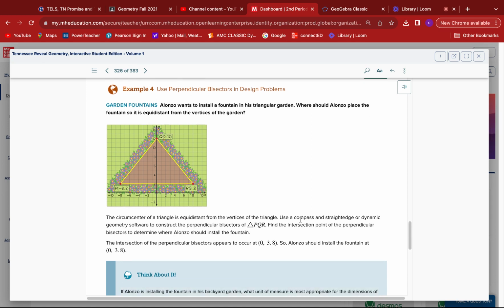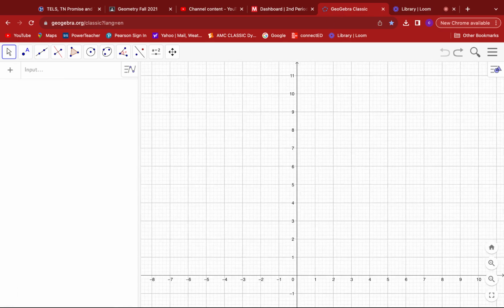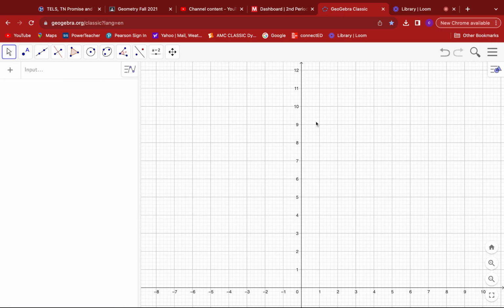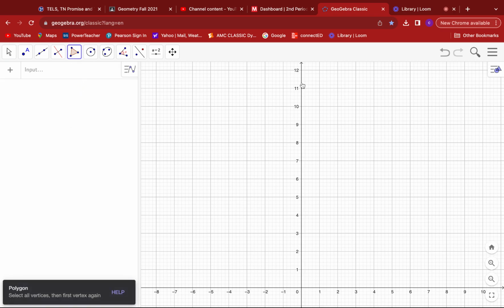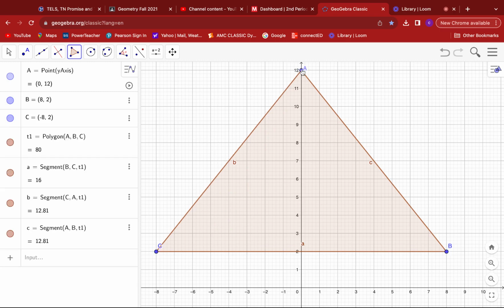So here's the answer they actually give us, and I'll tell you what I'm going to do. I am going to pull up my GeoGebra and plot these 3 ordered pairs, and show you guys how to find the circumcenter with the 3 perpendicular bisectors, just to prove that this is the correct answer. Here are my 3 ordered pairs: 0, 12, 8, 2, and negative 8, 2. I'll move this so I can get all my ordered pairs in. I'm going to click on Polygon: 0, 12, 8, 2, negative 8, 2, and back to 0, 12.